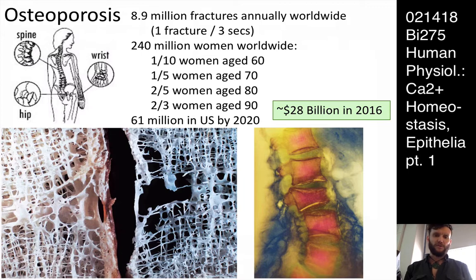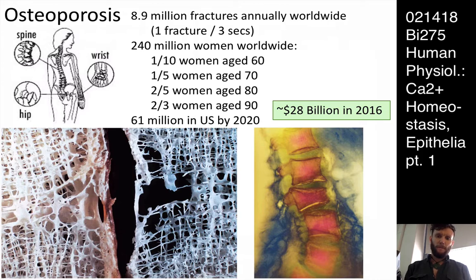Osteoporosis is responsible for about 9 million fractures annually worldwide, and that number is probably a little low because that's a 2016 number. It cost the United States $28 billion in 2016. That's a lot of money, folks. It's a huge amount of money. If we had $28 billion infused directly into preventative medicine, we'd have a significantly improved health care infrastructure in this country.